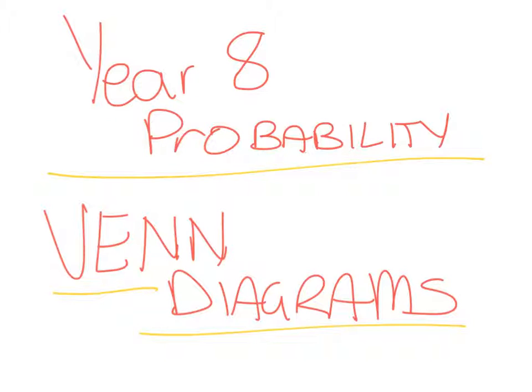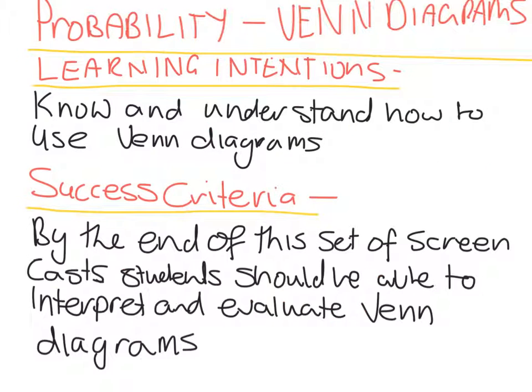Before we get into the basic information to start looking at Venn diagrams, first we will cover our learning intention and success criteria for Venn diagrams. The learning intention for this set of screencasts is that students will know and understand how to use Venn diagrams. To gauge if you have obtained this knowledge, the success criteria states, by the end of the screencast, students should be able to interpret and evaluate information displayed on Venn diagrams.